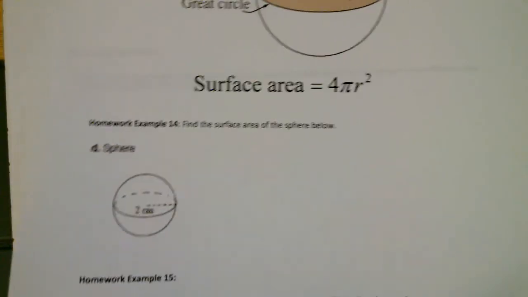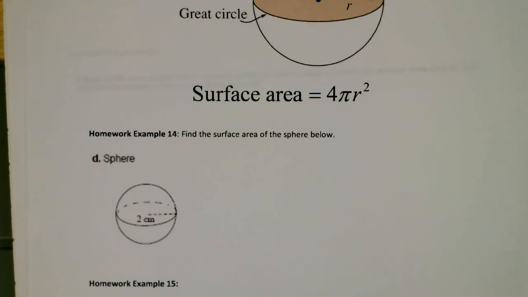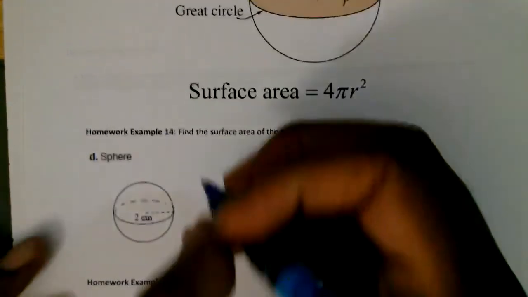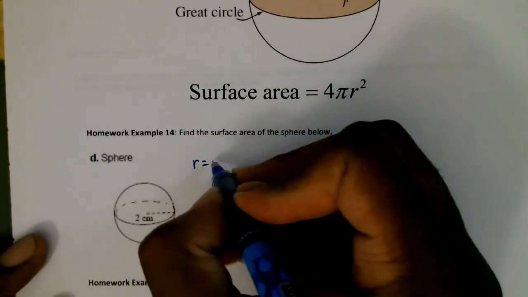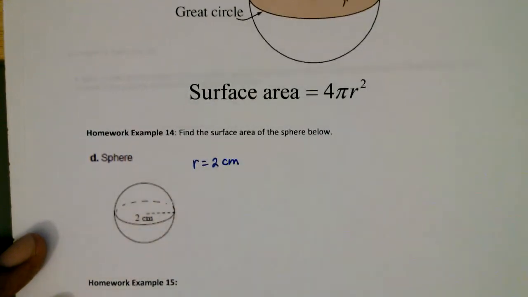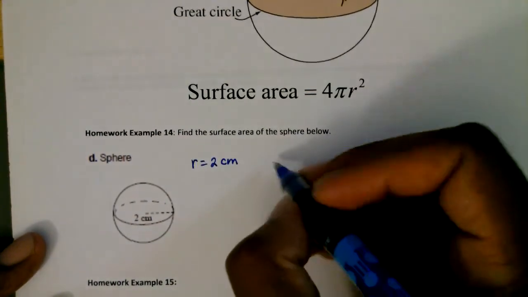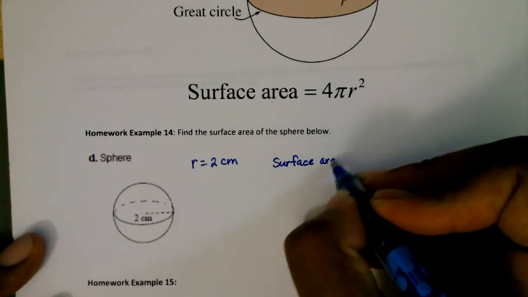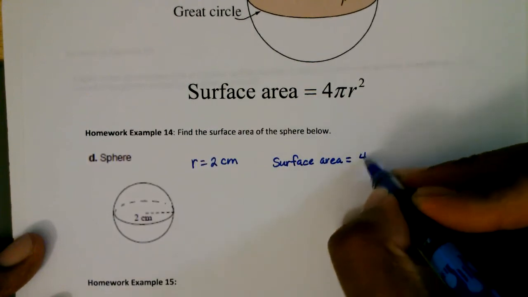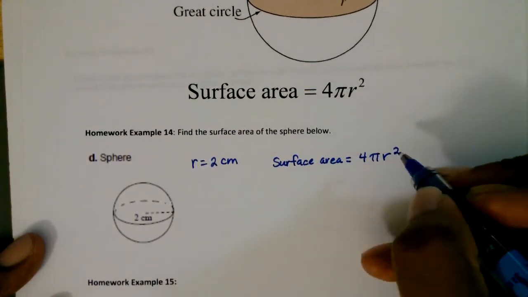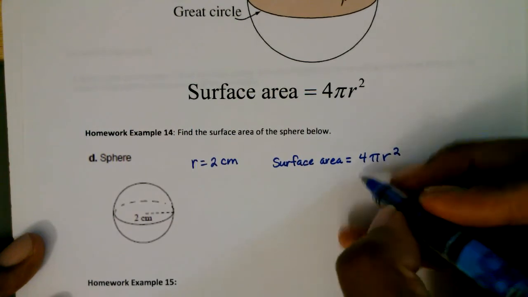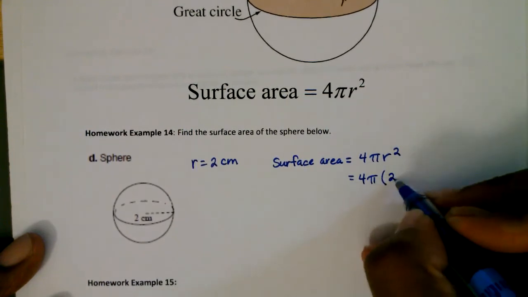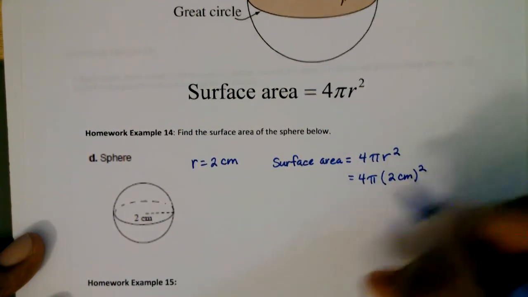And here's an example of a sphere. All we need to do there is just find the surface area of that sphere. In this case, we have a radius of 2 centimeters. And that's all we need to find out what the surface area is going to be, which will be 4 pi times the square of the radius. Now we're going to leave the answer in terms of pi. So it'll be 4 pi times the radius, which is 2 centimeters, and that's squared.